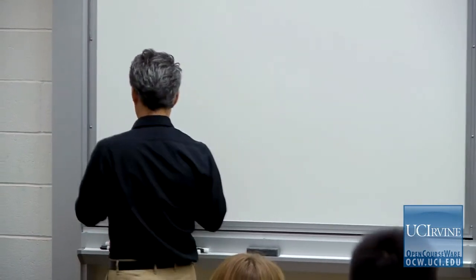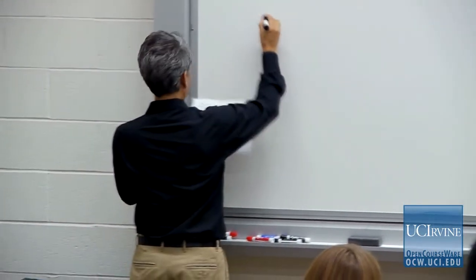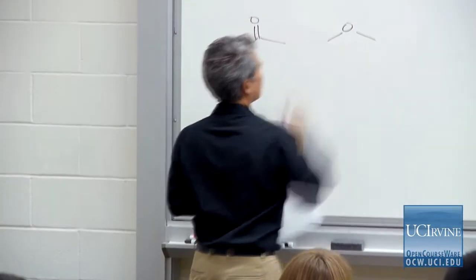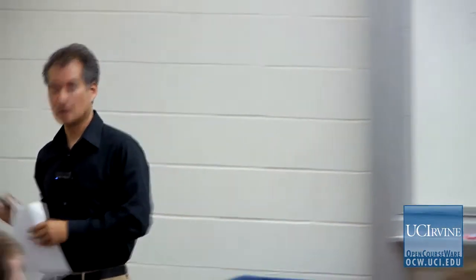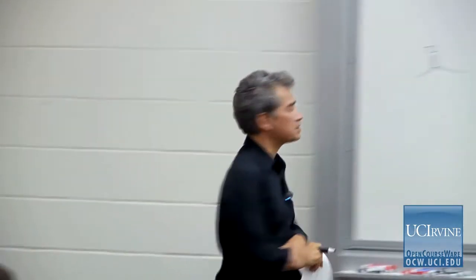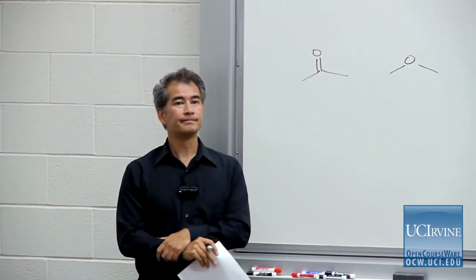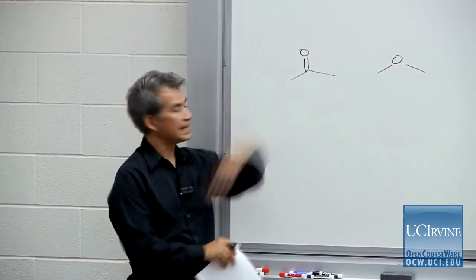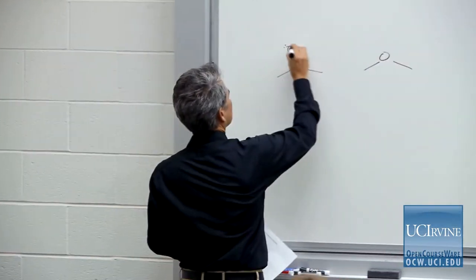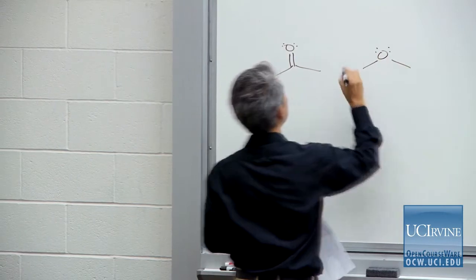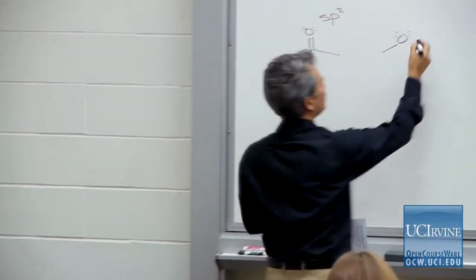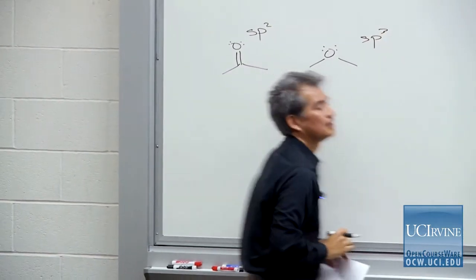Let's make sure we understand these differences. Which of these oxygens is more, I guess what I'm asking is basic. Which of these oxygen atoms would you expect to be more basic? I've got a ketone and an ether. Yeah, the ether oxygen. They both have two lone pairs, but these lone pairs are sp2 hybridized, and the lone pairs sticking off of this oxygen are sp3 hybridized.